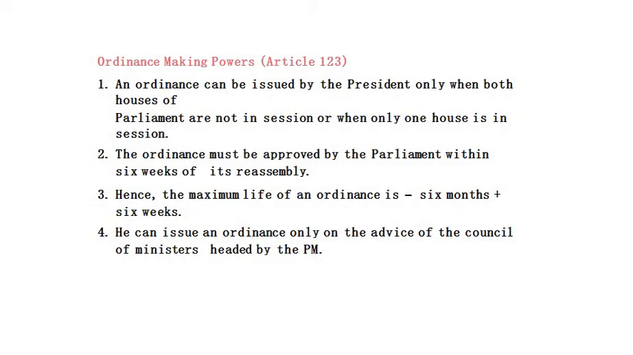Ordinance making powers: the President has them under Article 123. An ordinance can be issued by the President only when both Houses of the Parliament are not in session or when only one House is in session. The ordinance must be approved by the Parliament within 6 weeks of its reassembly. Hence, the maximum life of the ordinance is 6 months plus 6 weeks. He can issue the ordinance only on the advice of the Council of Ministers headed by the Prime Minister.